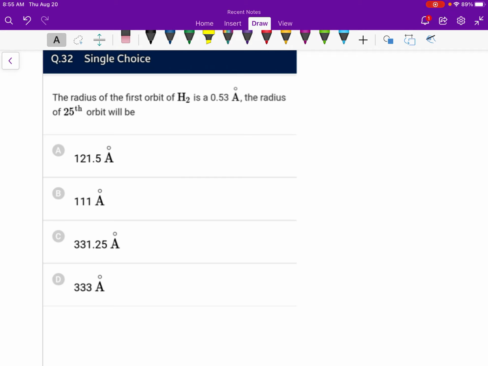The radius of the first orbit is this. The radius of the 25th orbit: we know R is n squared R naught, so that is 625 into 0.53 angstrom. 625 threes are 1875, so 5 and 187 carry forward.